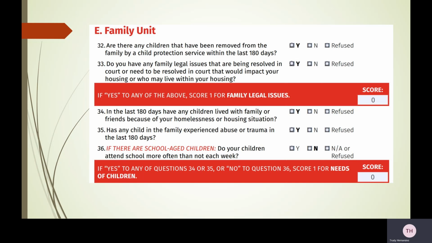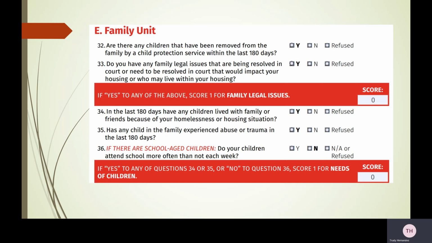Question 35, has any child in the family experienced abuse or trauma in the last 180 days? 36, you'll only ask this question if they have school-aged children. So do your children attend school more often than not each week? As I'm recording this, we are still going through our COVID-19 pandemic, so a lot of questions are raised there. So obviously if they are not able to be at school for any particular reason, if they are doing online school, you want to make sure, are they attending their online school more times than not each week?